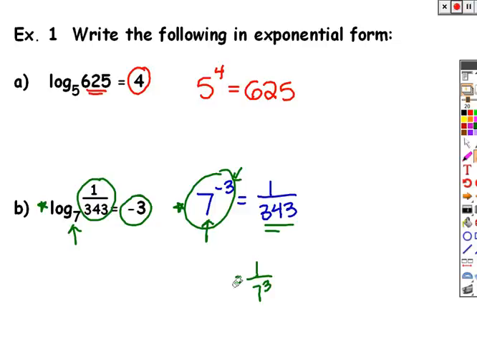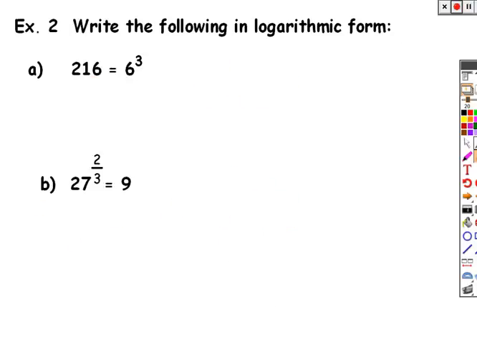Now we can do the reverse. So now I'm giving you something in exponential form where I have that base 2 power equals a number. I want you to write these same equations but using logs. So pause the video. Let's see if you can do this in the reverse.